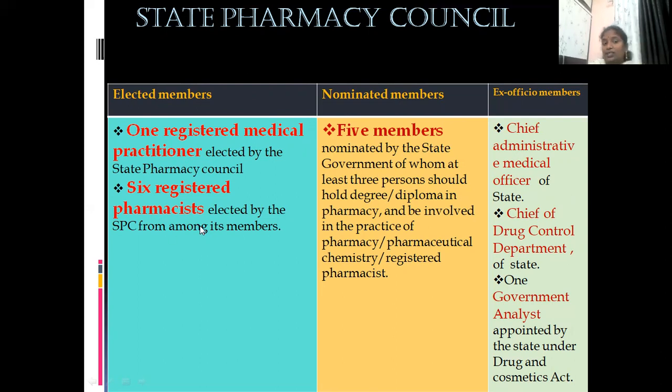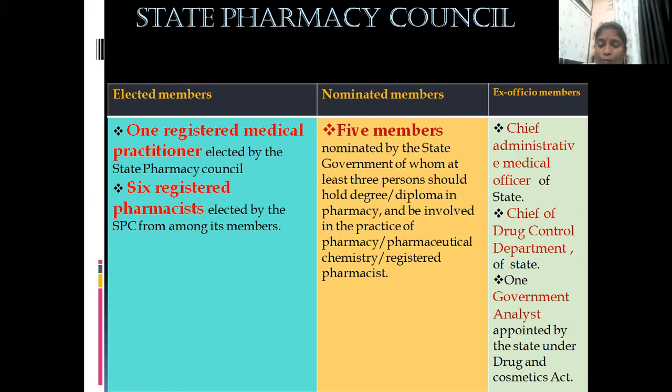In the state there is no need for teachers. Here only 1 physician and 6 registered pharmacists can be elected as members. Nominated members are 5 members from the state government. These persons need not have a degree or diploma certificate in pharmacy, but at least they should have studied the practice of pharmacy, pharmaceutical chemistry, and be a registered pharmacist.